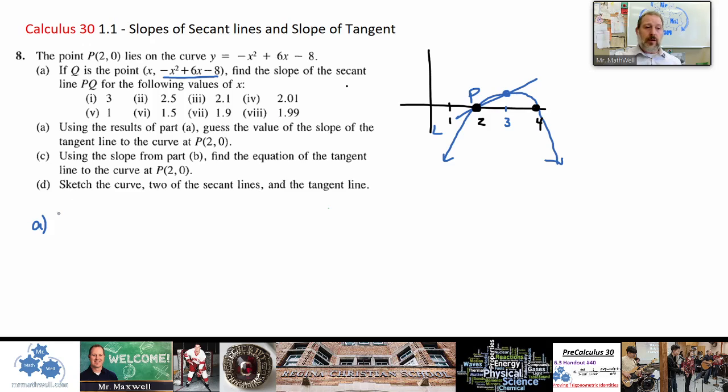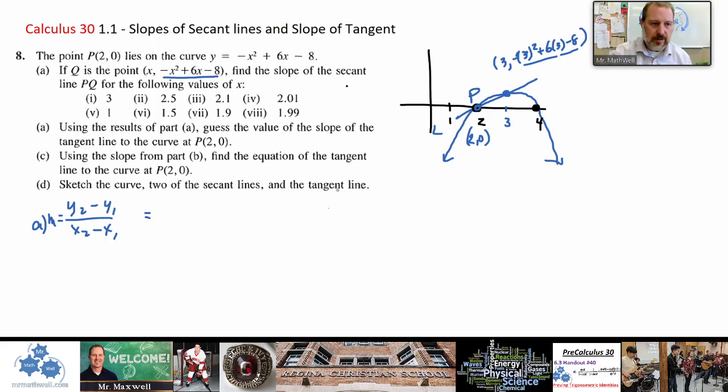So how do we find the slope? Well, remember the slope is y2 minus y1 over x2 minus x1. That's what the slope equals. And this point right here is (2, 0). That's what x1 equals. This point over here is actually (3, what's the y value?). Well, it's kind of a big, long, involved one, isn't it? It's negative 3 squared plus 6 times 3 minus 8. So you have to find out what the value of y is, right? Okay, so no problem. We can do that.